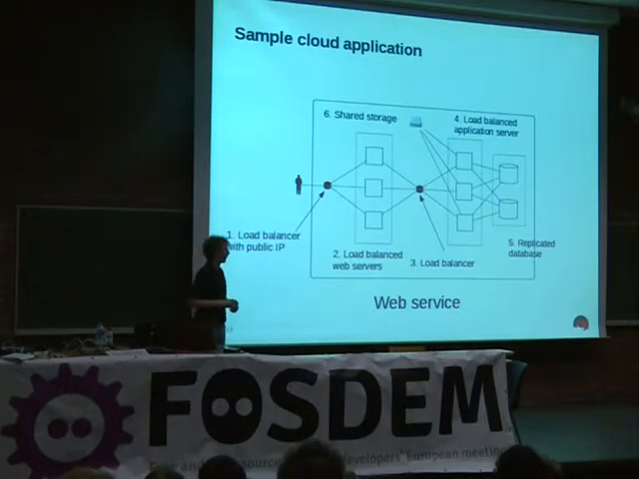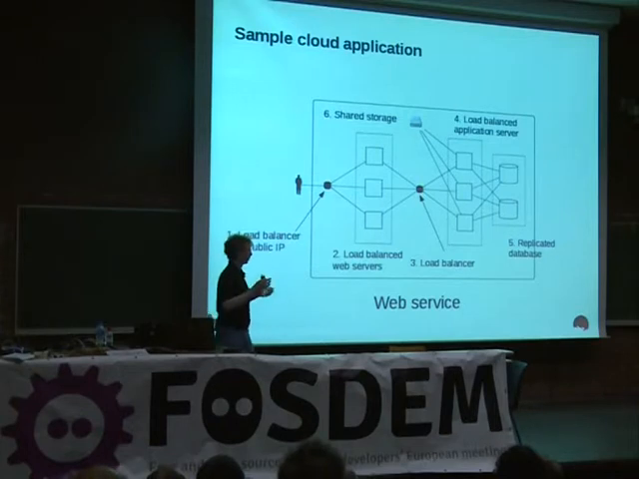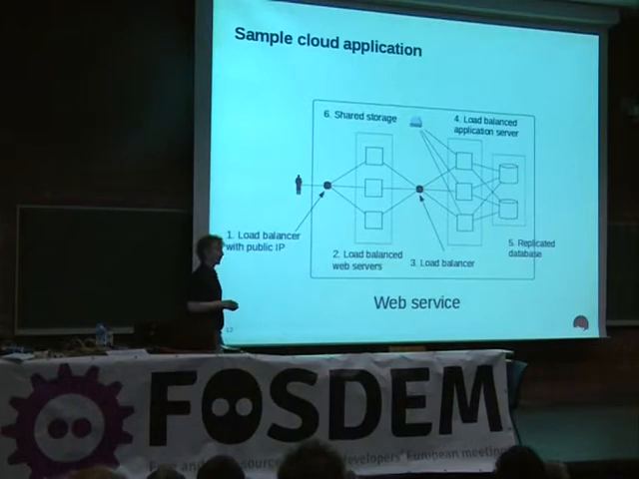Okay, so a sample cloud application looks like this. Typically, something like a web application, your requests come into a static IP that's allocated to your pool. That's what you're going to put in your DNS. You do HAProxy across your web servers. Maybe you've got a reverse proxy cache in there, something like Squid or Varnish, in front of it. Then you're going to have another load balancer balancing across your application servers, and then you're going to replicate your database.